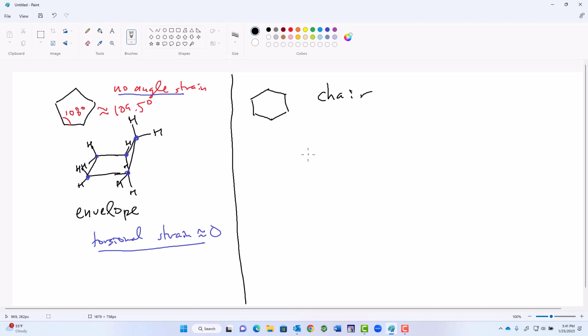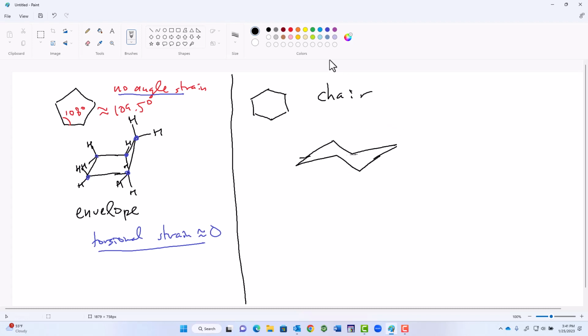And the way we draw a chair is we take two parallel lines, we put them across from one another, we make a V, and then you make another V. I'm sorry, let me make that a little bit better. I'll make these lines a little bit longer. We make this. There we go. So this is what we call a chair conformation.